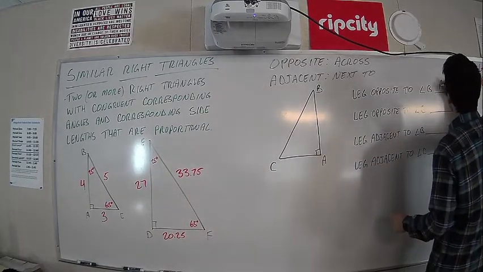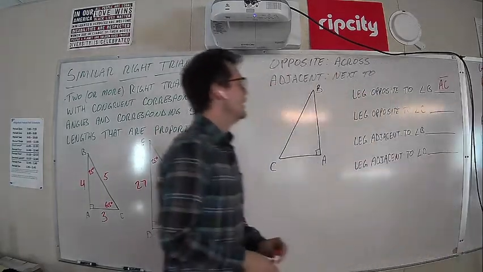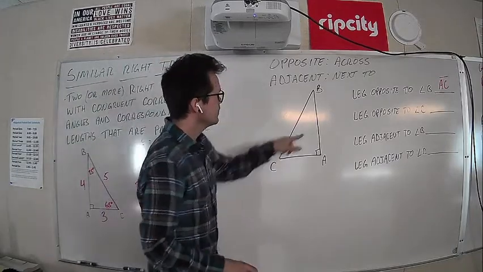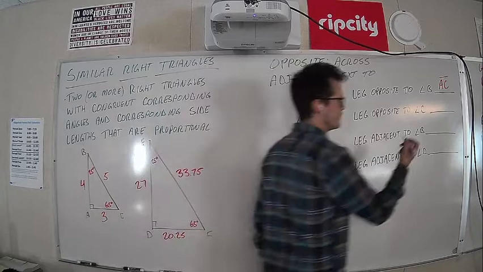So I'm going to say AC over here. Next, the leg opposite to angle C. Angle C is here, opposite is over here, that's AB.